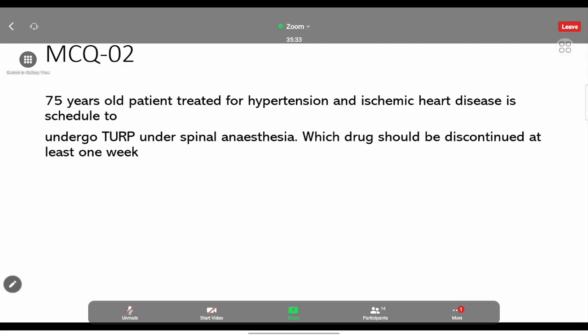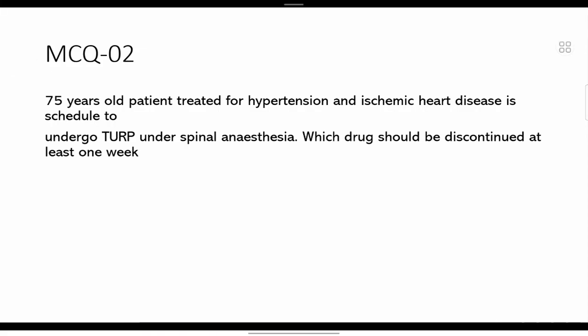The first one is the oral contraceptive pills. That is for the female. If the female patient is on the OCP, it should be withdrawn 1 month prior to the surgery. That is important. Otherwise, we can't go for the surgery, ideally. And other drugs, we have to consider warfarin.